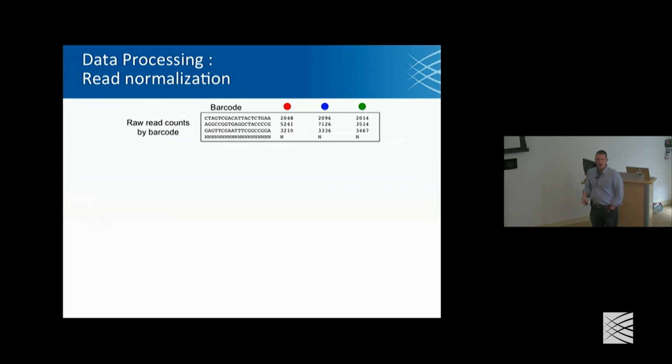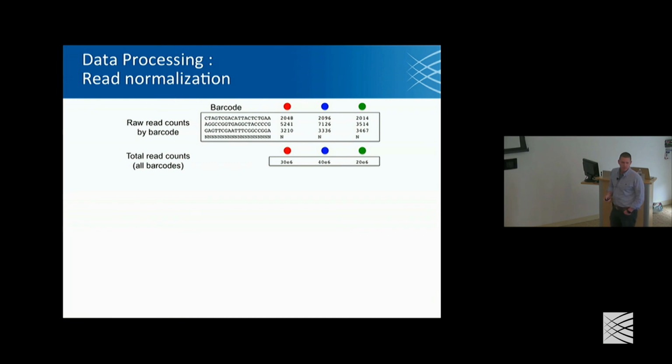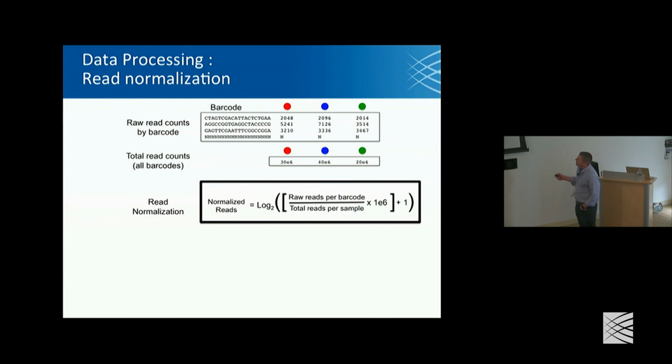But something you have to keep in mind is that you get a different number of total reads for each sample. So if you count up the total amount of reads that match to each sample, you'll see that's not always equal. We actually got twice as many reads in this sample as we did for this sample. So what we have to do is normalize the reads. And the way we do that is by taking the raw reads per barcode and dividing that by the total reads, multiplying that by 1 million. So this is basically reads per million, and we take the log of that. We also add 1 at the end of that because this number can actually be 0, and you can't take the log of 0. So this is what comes out in our normalized reads.